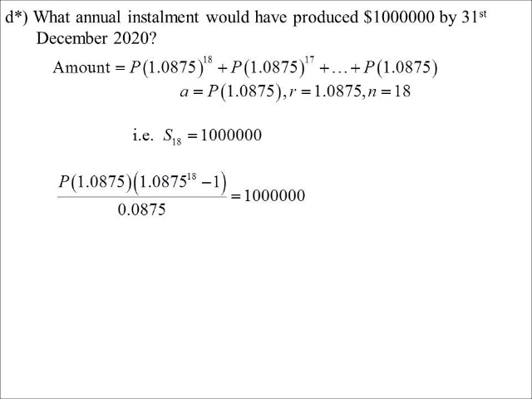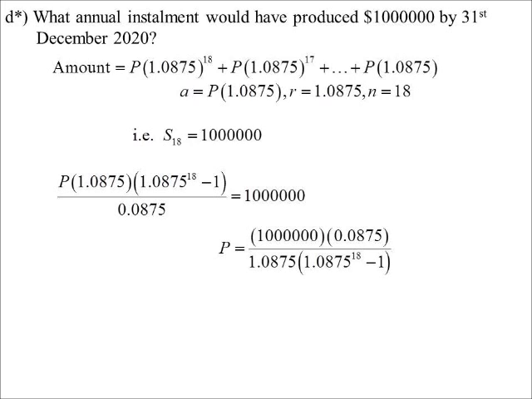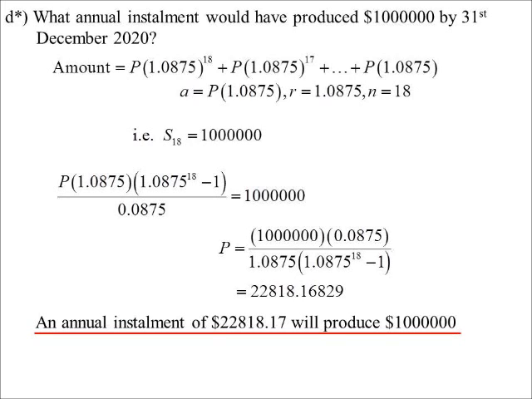So all I've got to do is multiply by 0.0875 and divide by the 1.0875 times the 1.0875 to the power of 18 minus 1. Whatever that all turns out to be should be the amount we're going to invest. So it works out to be almost $23,000 each year, which I suppose makes sense. If you want $1 million after only 18 years, you're going to have to be investing quite a bit each year to do that.